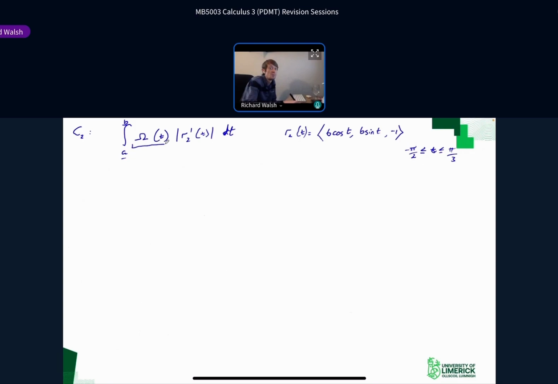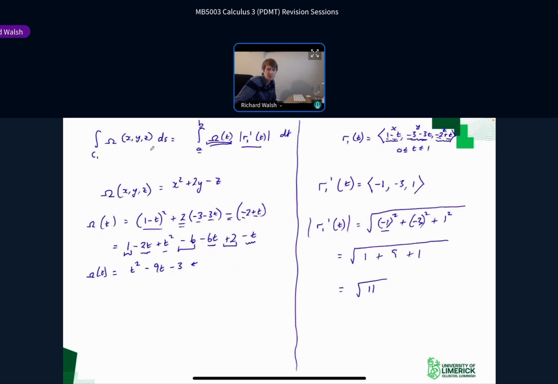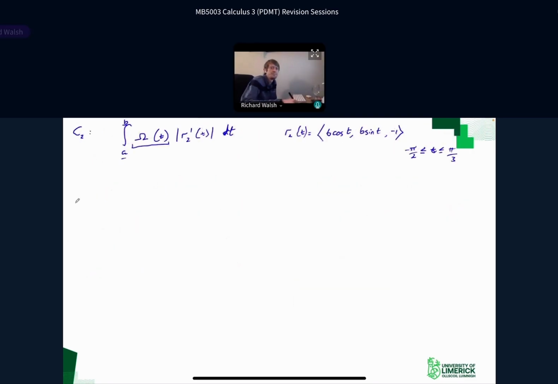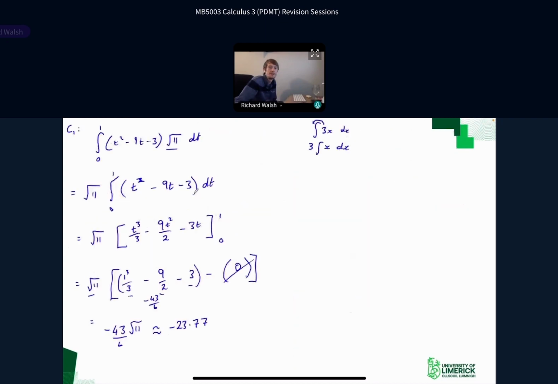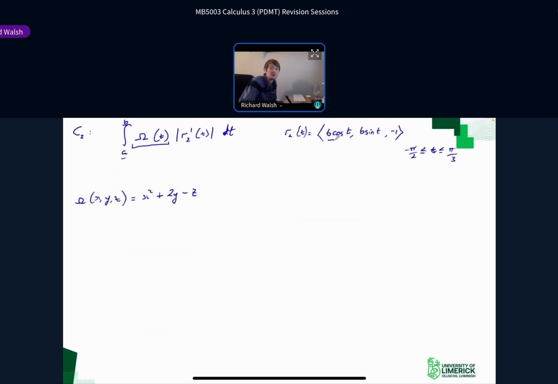I do have to transform the function into a function in t. So I'll take down the function again. It was x squared plus 2y minus z. So the function in x, y, and z was x squared plus 2y minus z. And I need to substitute in my terms. So x this time is 6 cos of t, y is 6 sine of t, and z is minus 1. So I'll substitute them in to transform it into a function of t.